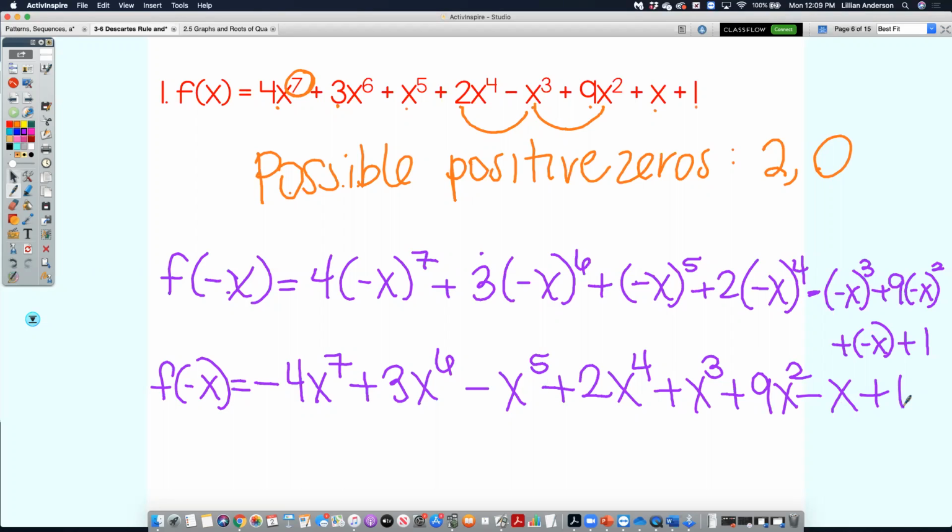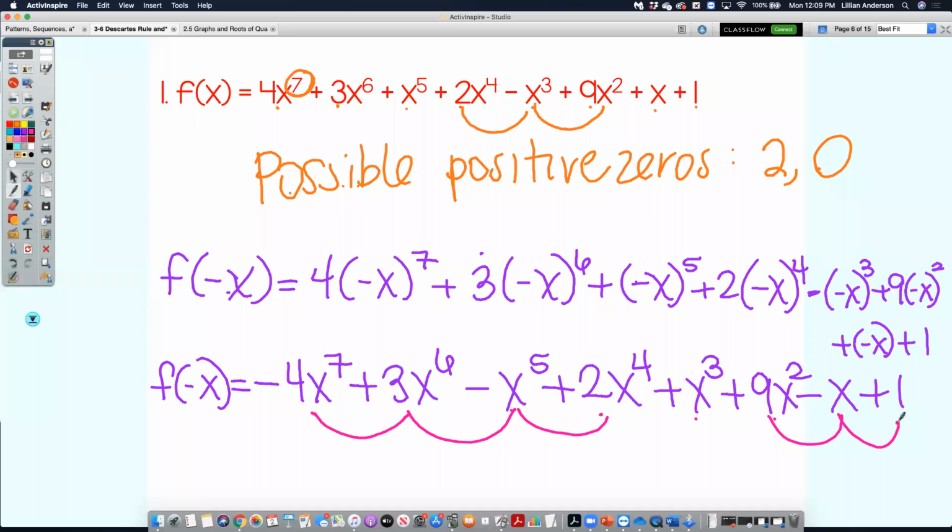Because once you do that, then again, you count the sign variations. Does it change? Yes. Does it change? Yes. I'm saying, does it go from positive to negative, negative to positive? Which it does. Every single one of these it does. Does it change? Yes.